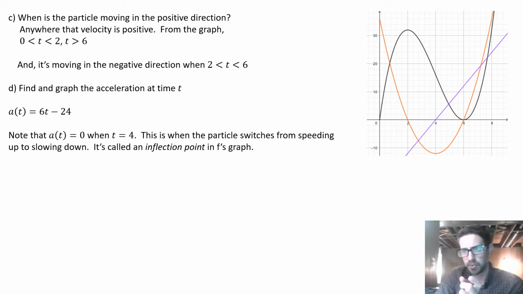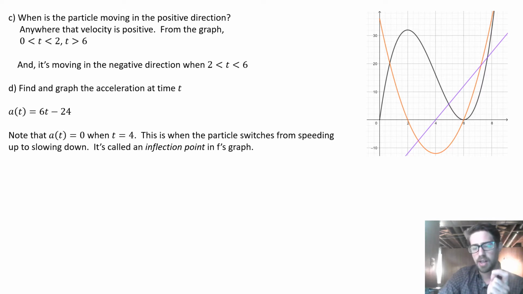What it does is right at t equals 4, the graph switches from being what we call concave down to being concave up. We'll get more into that later. That's what the second derivative tells you about the graph. But in this context, that's a moment. So when acceleration is 0 doesn't mean it's stopped. Velocity is 0 means it's stopped. Acceleration being 0 means it's switching from speeding up to slowing down, or vice versa.